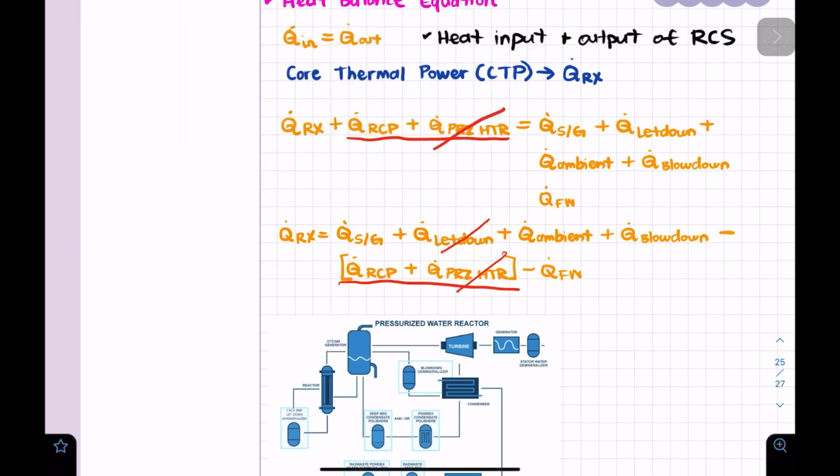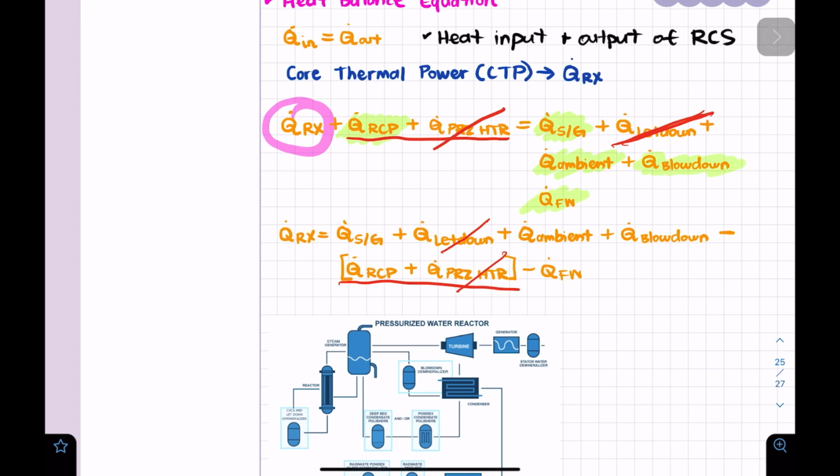The pressurizer heater or my letdown, right? So I'm not considering those things, but I'm going to consider everything else. The one I actually need to get is this one, because that's going to be my core thermal power, and I'm going to have several questions asking about that. So I'm going to use the RCP, the reactor coolant pump, the steam generator, ambient temperature, blowdown, and feed water.